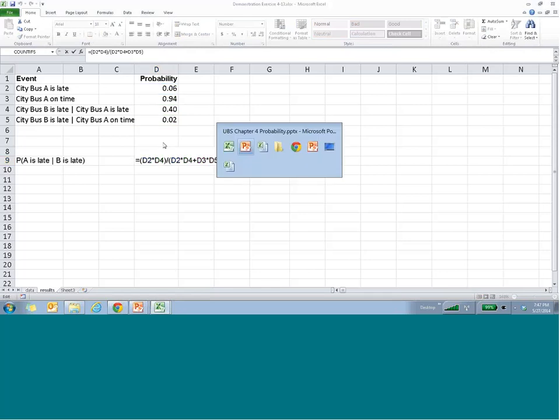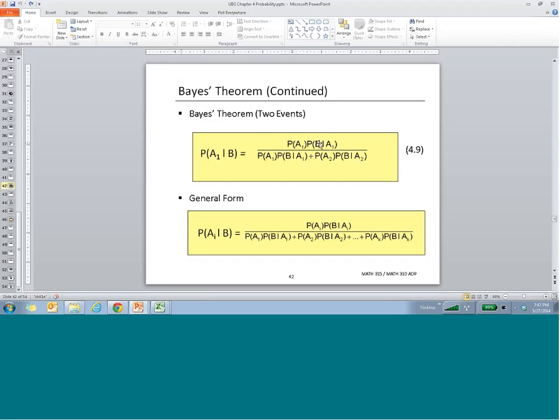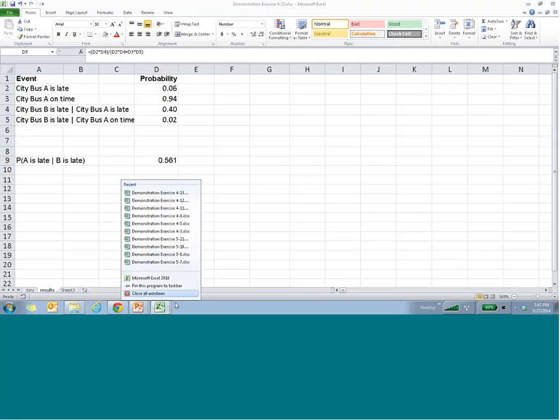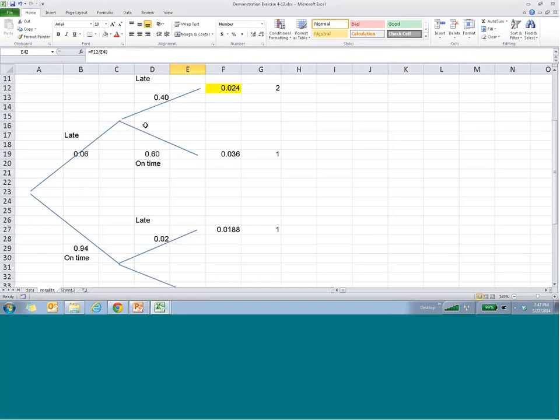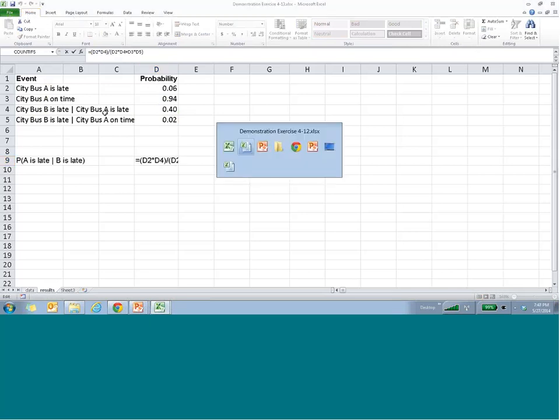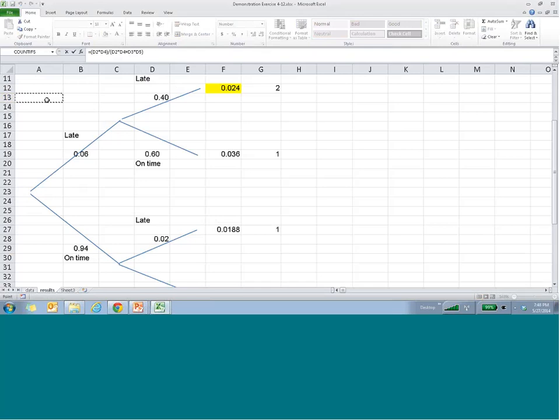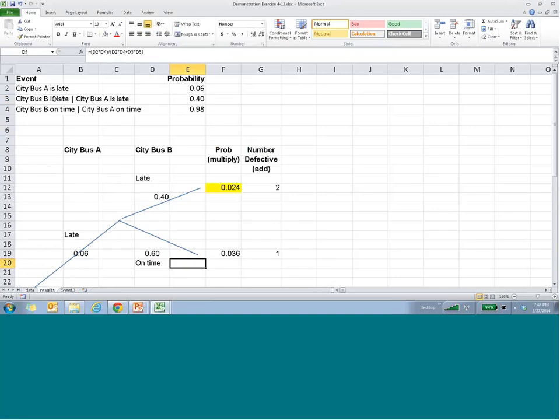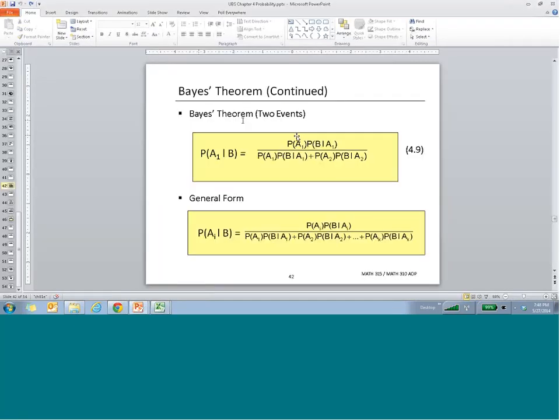The next portion of our Bayesian equation is times the probability of B given that A1 did occur. So I'm going to go back to our tree. Given that A1 occurred, now what is the probability that B also occurs? So that's this 0.024. Let me go back to here. The probability that city bus B is late given that city bus A is late. This is given in the problem. The probability of B being late, given that city bus A is late, is given as 40%. So those are the numbers that you're putting into this formula.